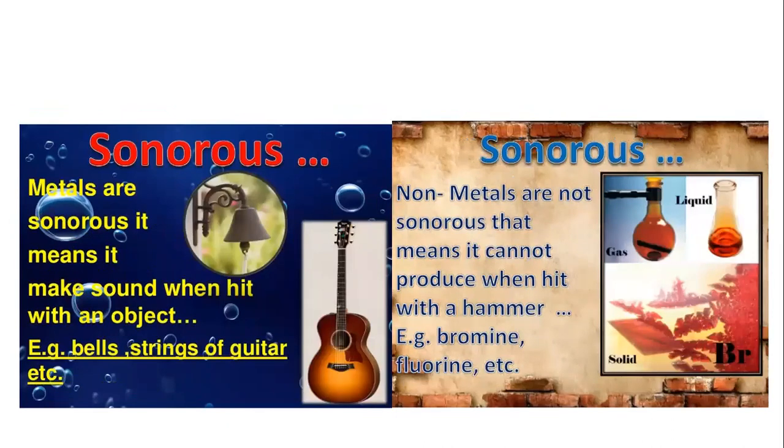Now sonorous. Sonorous means if you hit a piece of metal, it gives a peculiar sound. We use it in guitars, in strings to play music also. Even your bells have a metal piece inside and a gong which strikes over it to produce a peculiar sound. So they are sonorous, whereas non-metals are non-sonorous.